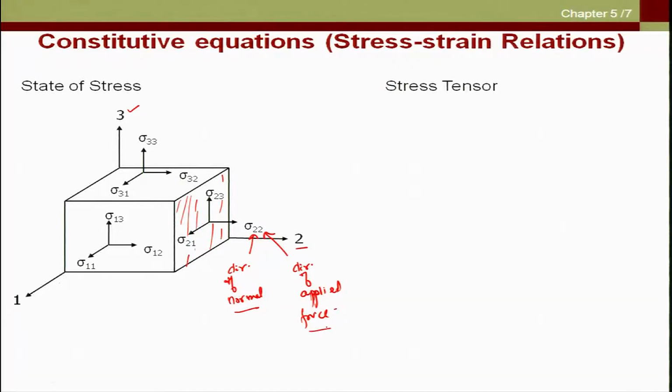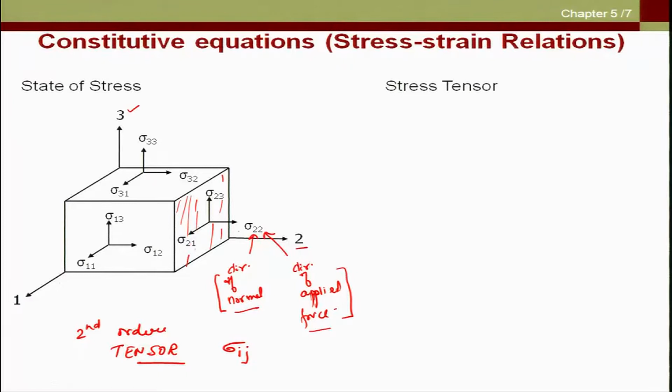As I had explained earlier, the stress is associated with 2 different directions: the direction of normal of the surface and the direction of applied force. So, it is a second order tensor, and in general I can specify it as sigma ij, where i represents the direction of the normal of the face on which it is acting and j represents the direction of the force applied on that particular surface. So, this is how I define stresses.